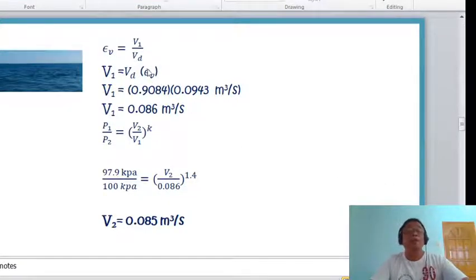Again, volumetric efficiency can also be computed using the actual volume divided by the piston displacement. Getting now V1, the free air capacity, that is 0.086 cubic meter per second. Getting now the relation of the pressure and the volume, the volume at 2 is 0.085 cubic meter per second.